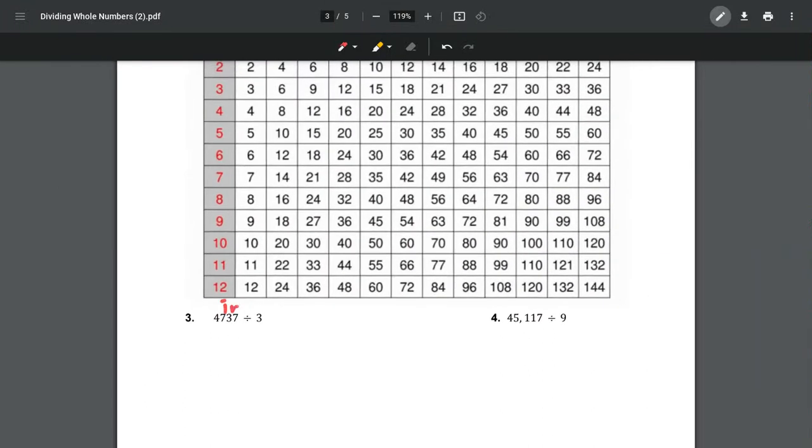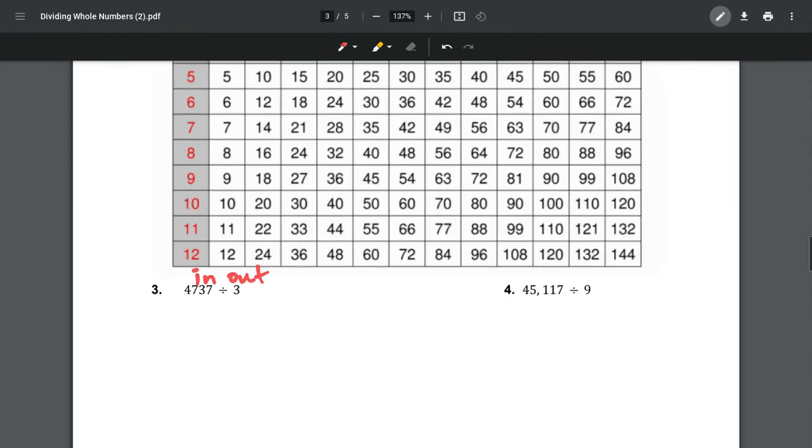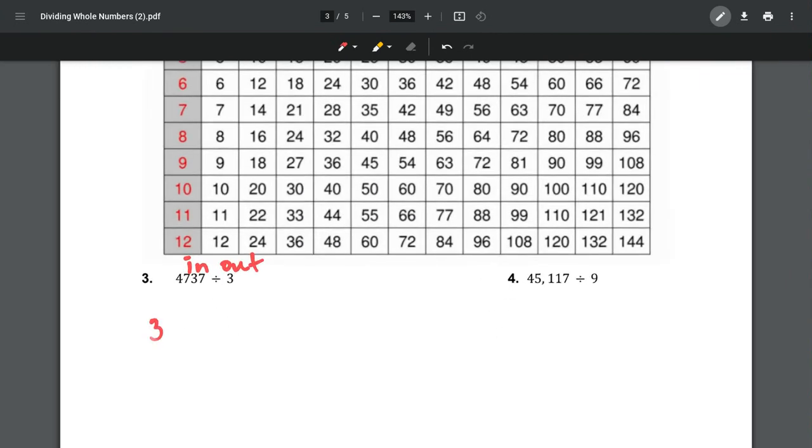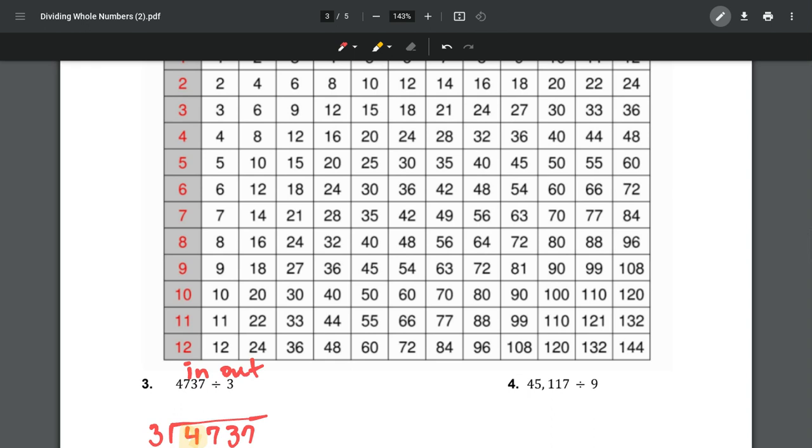This goes in and this goes out. Okay. So I'm going to build a house, put 3 out, and put 4,737 in the house. And I start off with 3 into 4. You just chunk it. But before you can do that, let's list some of these.